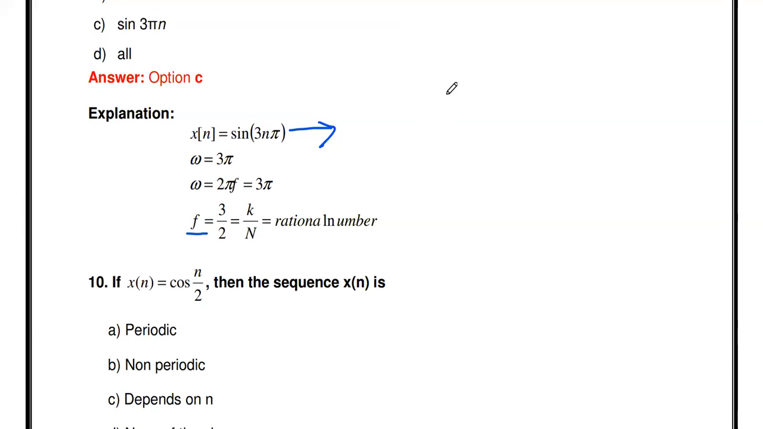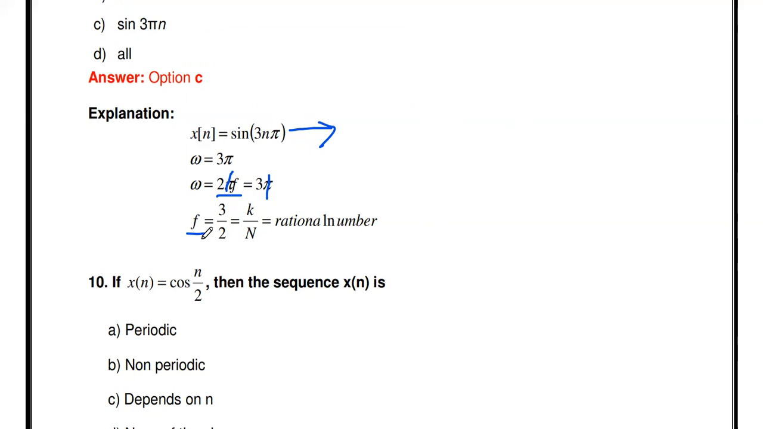So when we are comparing the given x of n with sin omega n, in the place of omega, what is available? 3 pi. So omega equal to 3 pi. What is meant by omega? It's a radian frequency. So the radian frequency can be written as 2 pi f. So 2 pi f is equal to 3 pi. Here the pi will cancel. So from that, f can be written as 3 divided by 2.